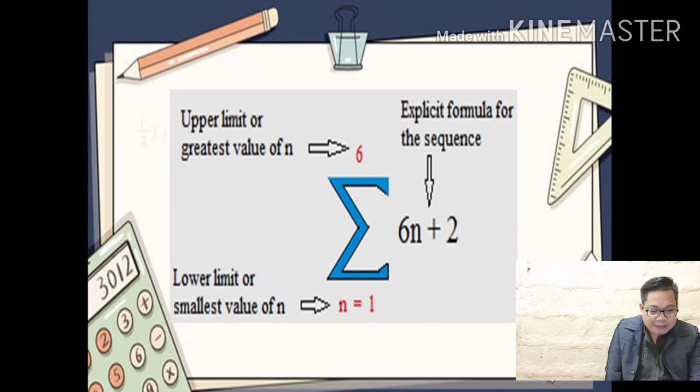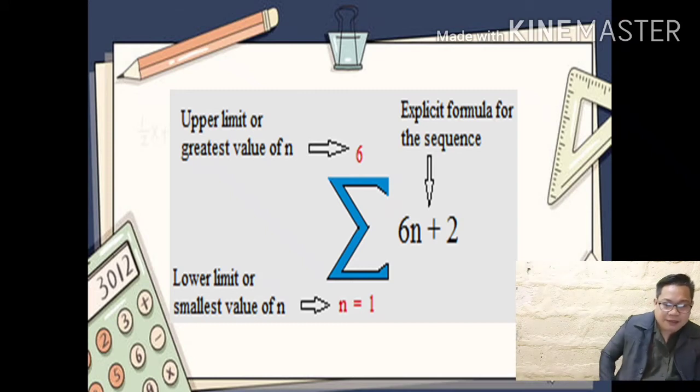Dahil sa example natin, paano ba natin basahin ito? So, ganito. Summation of 6n plus 2 from 1 to 6. O, ganon yun kung paano basahin. Ulitin ko. Summation of 6n plus 2 from 1 to 6. Okay.